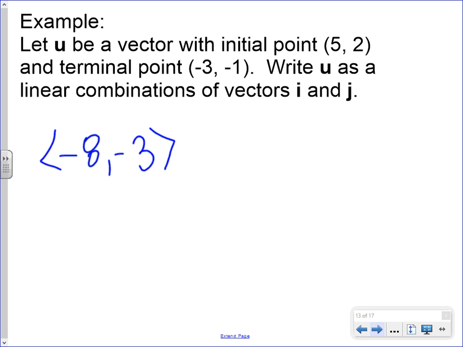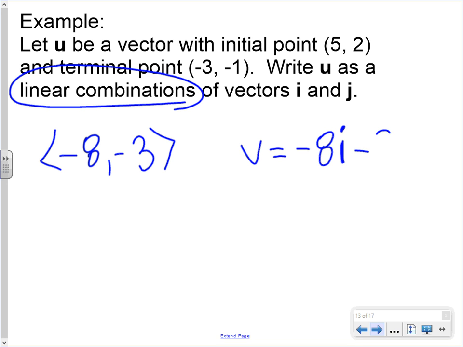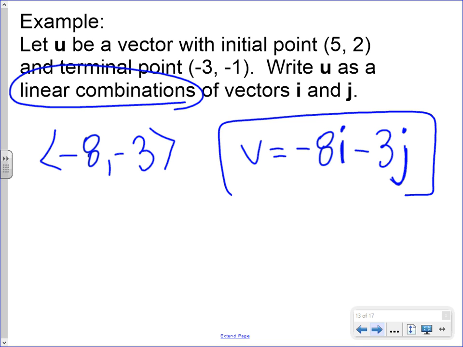So now, the linear combination part of it, we would write vector v as -8i minus 3j. It's just a different way to represent the vector. We're still thinking about it in standard position. It's just a different way to represent it.